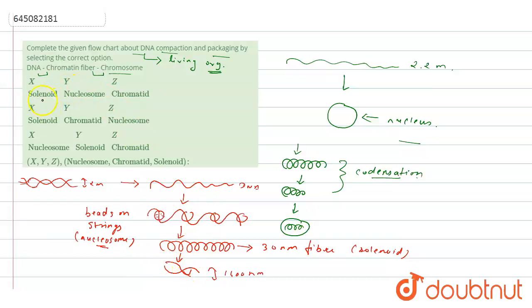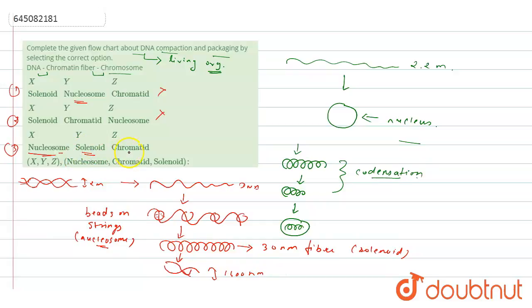So what is the correct sequence here? First is the solenoid? No, first is your nucleosome structure. So your first and second options become incorrect here. So what is the third option here? First is a nucleosome structure, this is right. Second is a solenoid, which is the 30 nm fiber, this is also correct.